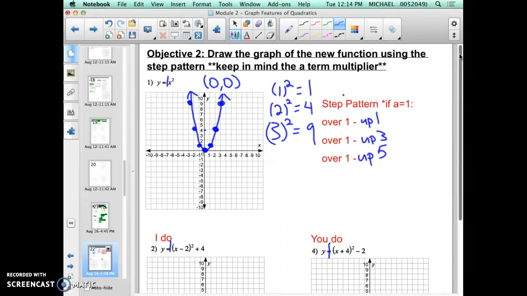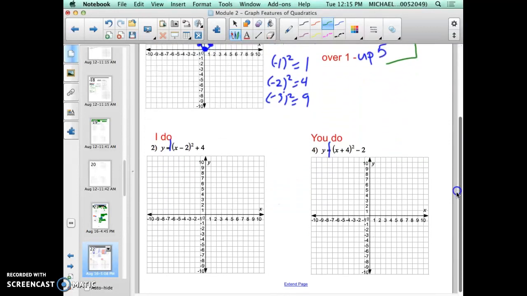So that is where the step pattern is born from. It's just based off of the first 3 squarings of the numbers, or first 3 perfect squares. And if you notice in the negative direction, -1 squared is 1, -2 squared is 4, and -3 squared is 9. So it works in both directions. So that's where the step pattern comes from. This step pattern, again, if A equals 1, will work no matter where the vertex is. So I'm going to show you this example.